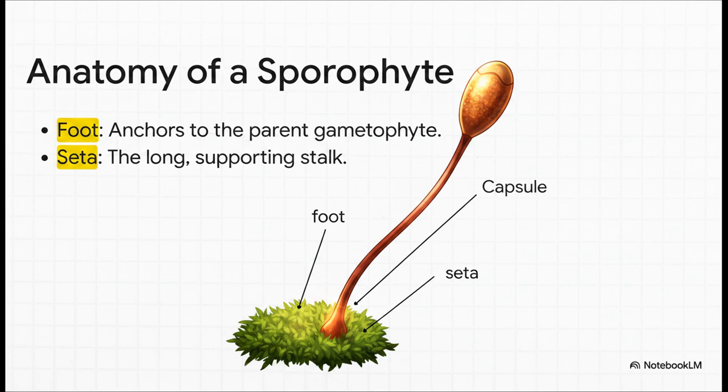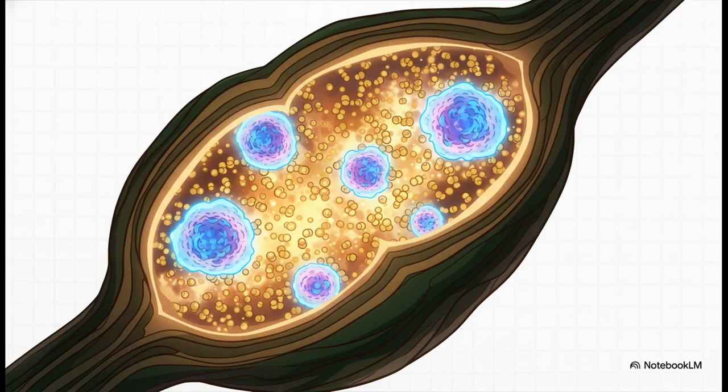And if you look at its structure, you can see how it's perfectly designed for this job. It's got a foot that plugs right into its parent. It has a long stalk, called a seta, to get some height. And then at the very top, there's the capsule. And this capsule, this is the business end of the whole operation. Because inside that little capsule, a special kind of cell division called meiosis is happening. And this process creates thousands upon thousands of tiny genetically unique spores.